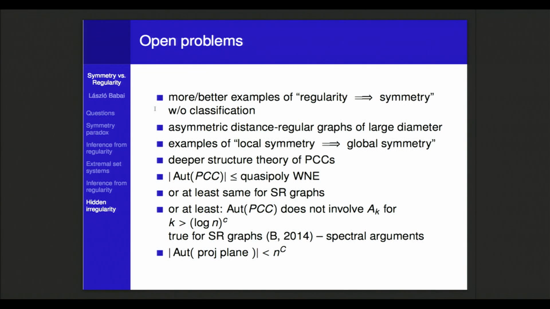However, this kind of argument is not available for primitive coherent configurations in general. So I don't know what method could work to generalize this method to primitive coherent configurations. There is a representation theory of primitive coherent configurations, and maybe that's the analog of spectral arguments, but I'd like to see something work on that. Okay, and then just one last question that I'd like to mention is, can we prove that the automorphism group of a projective plane is of polynomially bounded order? Okay, so thank you.